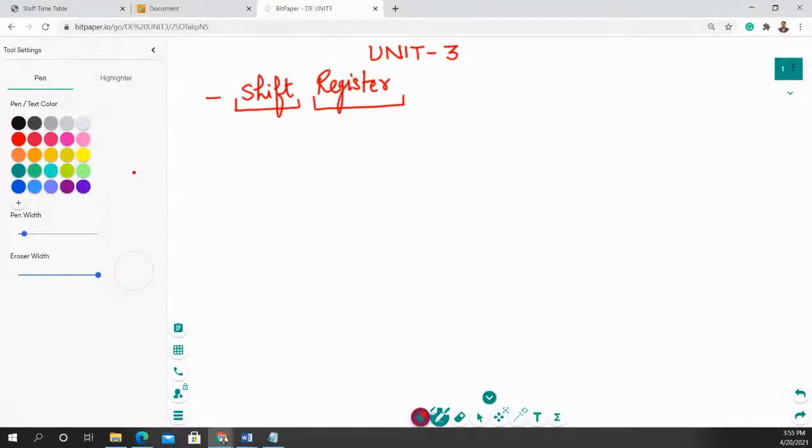Means we have to transfer one bit from one place to another place, and register means that store something. Okay, so a register is composed of, or it is a combination of, a group of flip-flops. So when we combine multiple flip-flops, it is called a register, and it can store a group of bits, or we can say a word, inside this register. Okay, so what is a shift register?